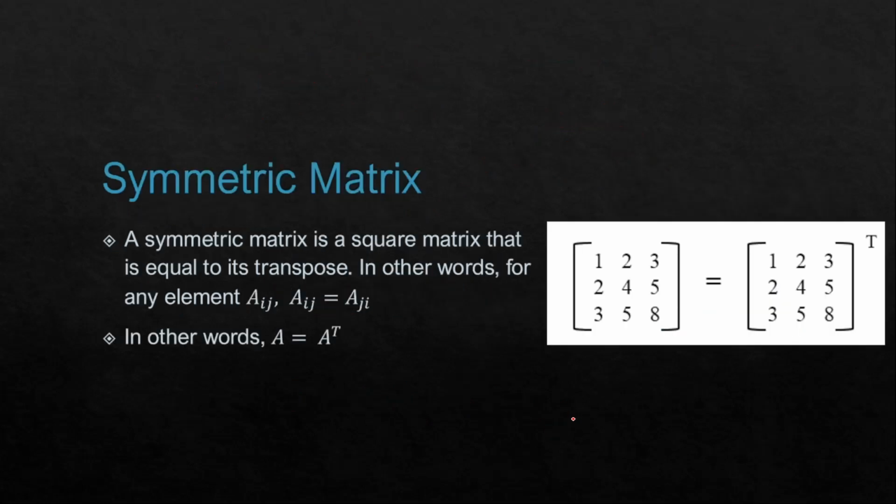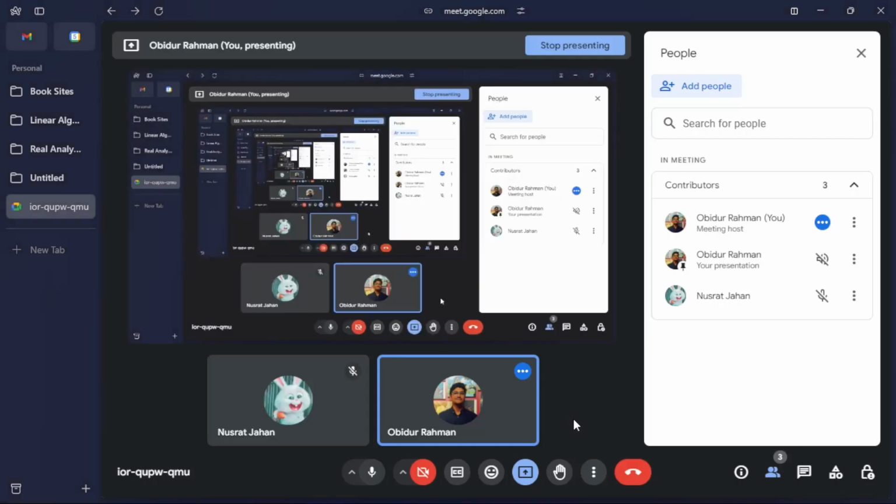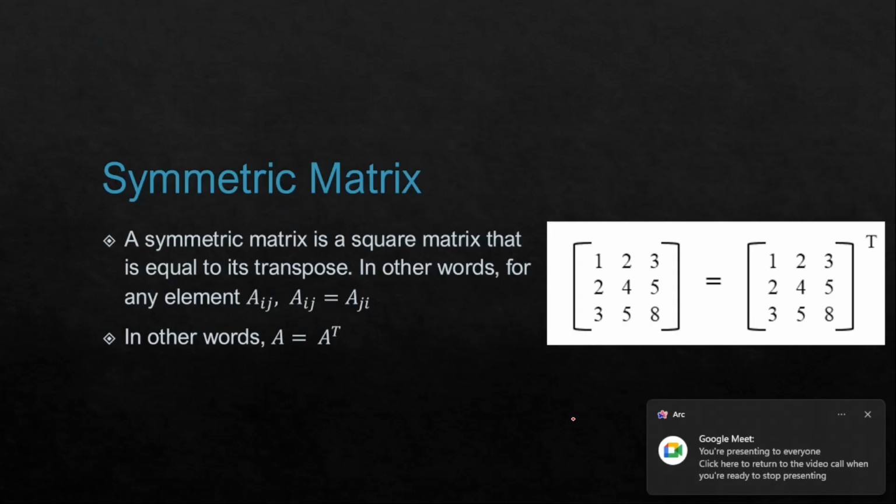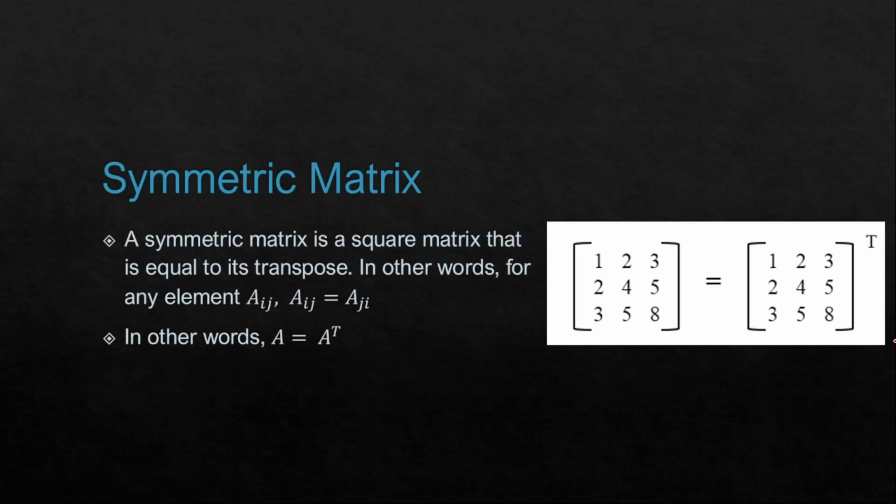Now let's move on to another one, a symmetric matrix. Before I start saying what a symmetric matrix is, there's a little more about matrices we need to know. For example, there's something called a transposition. Now, what is a transposition, or what is a transpose of a matrix?